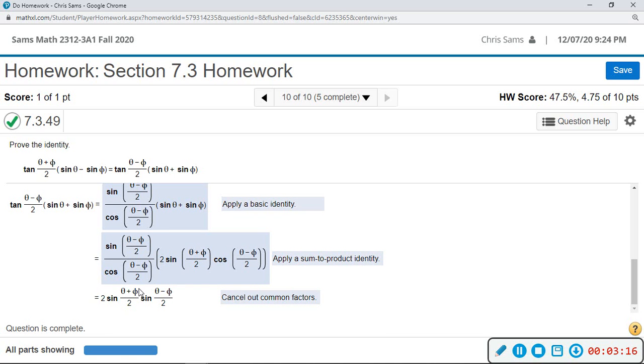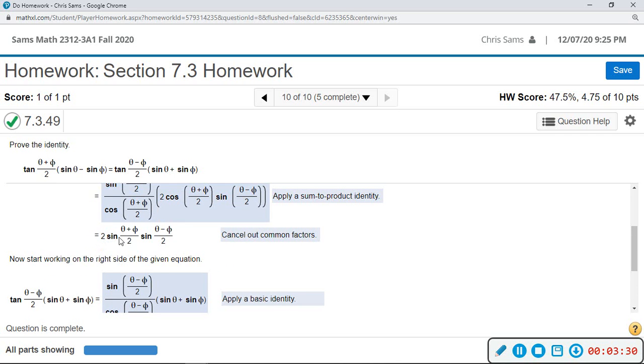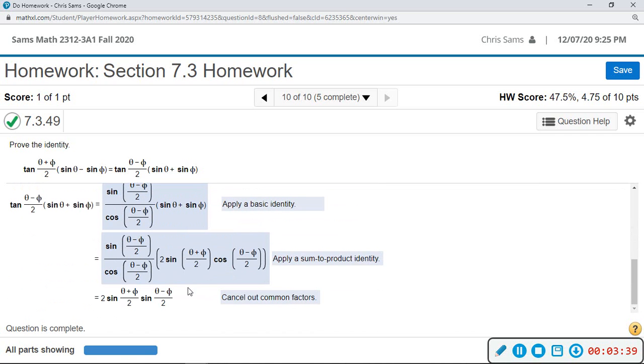So this side ends up being the exact same thing after you cancel out common factors, with the 2 sine of phi plus theta plus phi over 2, sine of theta minus phi over 2, and the same thing here, 2 sine of phi plus theta plus phi over 2, sine of theta minus phi over 2. So this is how that one would work.